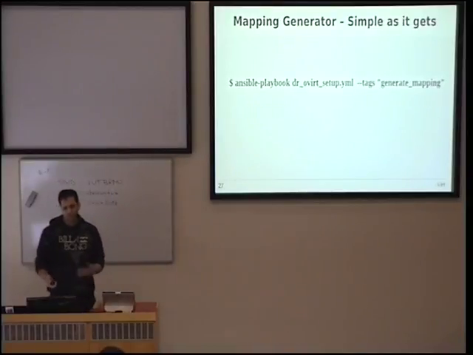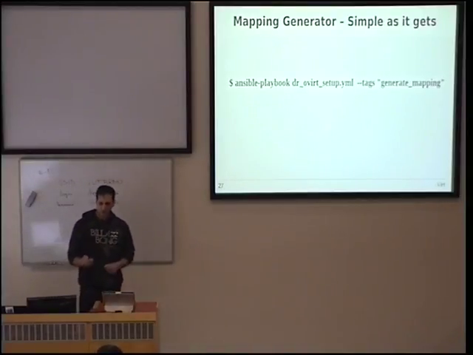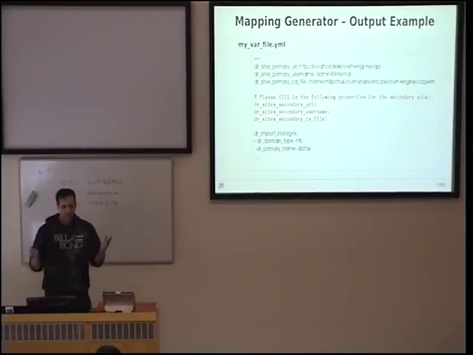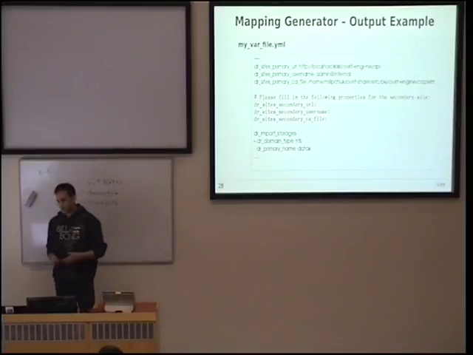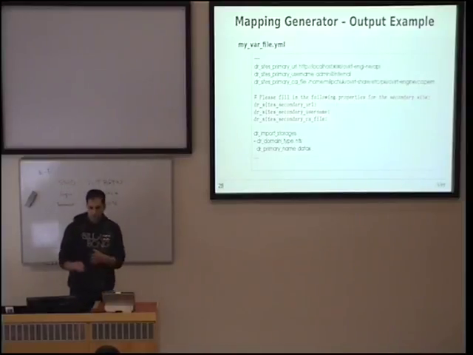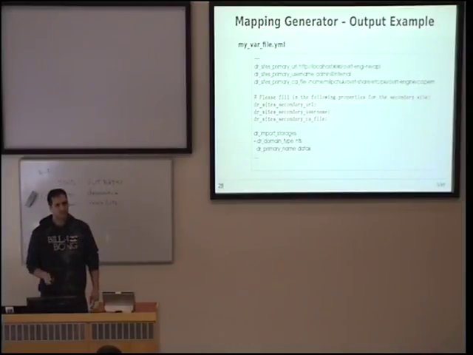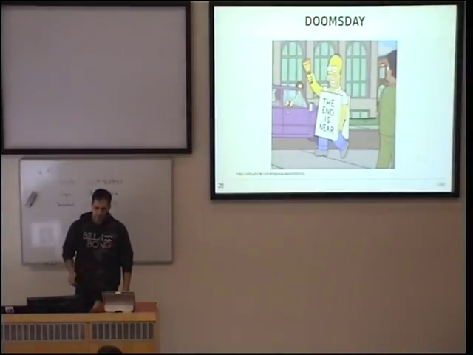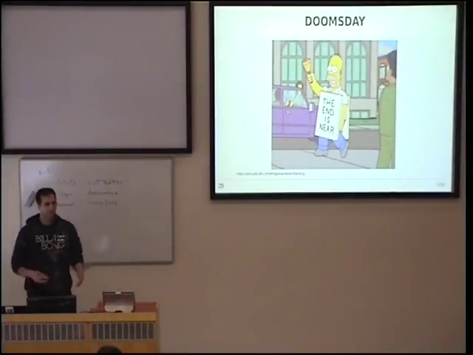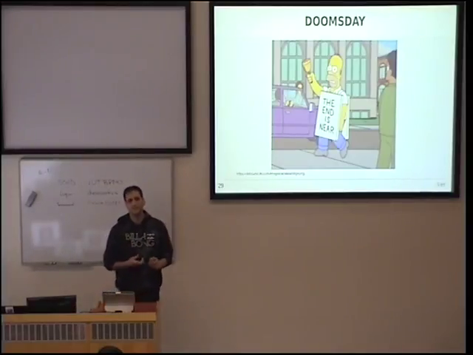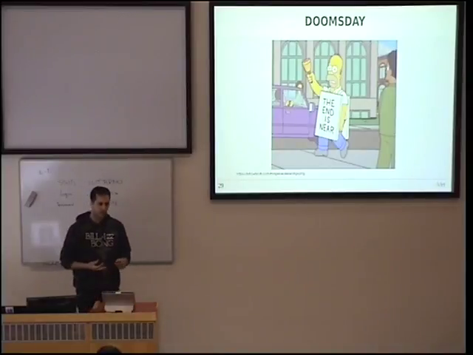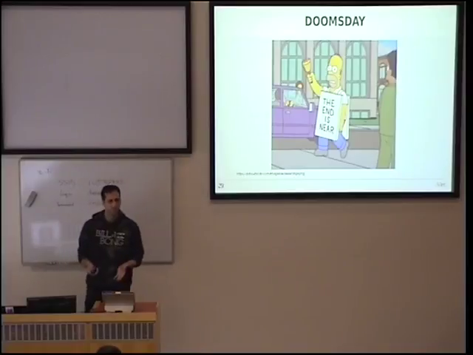You execute the DR oVirt setup YAML, which we showed now, and voila, you have a var file, an automation var file. And as you can see here, you need to fill in all the properties for the secondary site. So after we have the secondary sites already prepared, we have the mapping, and we have the replicated storage domain, we are ready for doomsday.